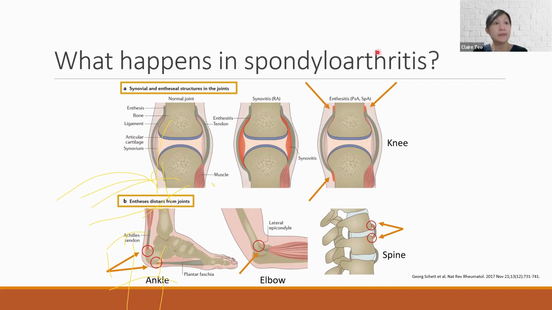So in enthesitis, inflammation occurs at the enthesial sites, where, as mentioned earlier, a tendon or a ligament joins to the bone. These affected enthesial sites may be within the joint, such as in this knee joint, or it may occur distant from the joint, such as the Achilles tendon and plantar fascia in the ankle, which is at the ankle but not within the ankle joint, which is here. It can also occur near to but not within the elbow joint, and it can also occur in the spine, which is what we see in axial spondyloarthritis.